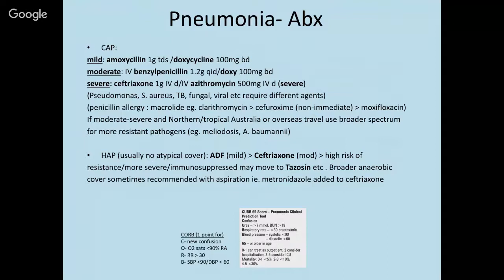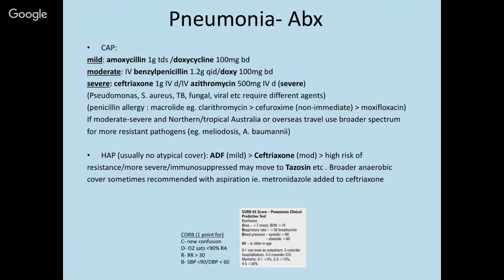And then the other thing is we go to ceftriaxone sooner. So even in moderate HAP, you go to ceftriaxone. And sometimes if they're really unwell, they've had time in ICU or HDU, or they're immunosuppressed, you may go even more broad spectrum with, say, Tazocin. They use Tazocin.